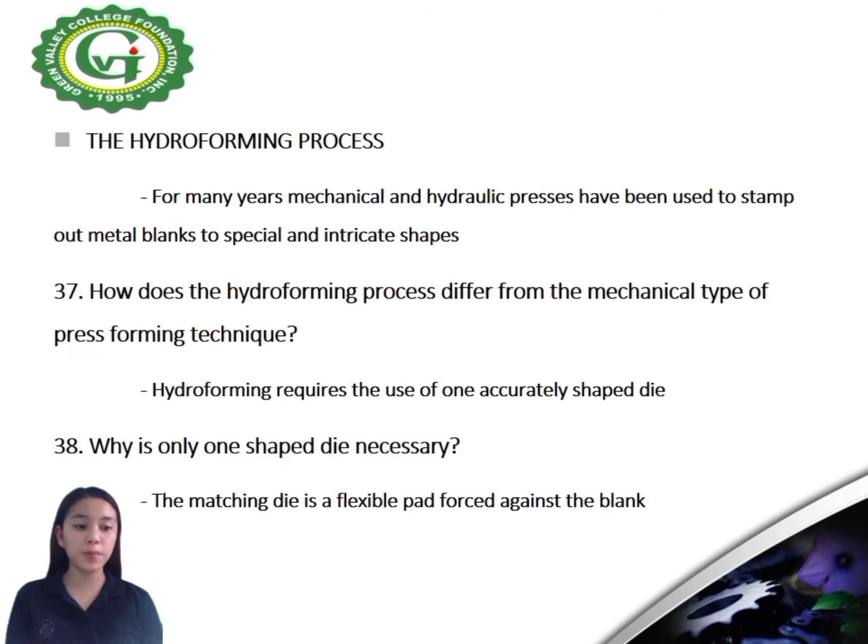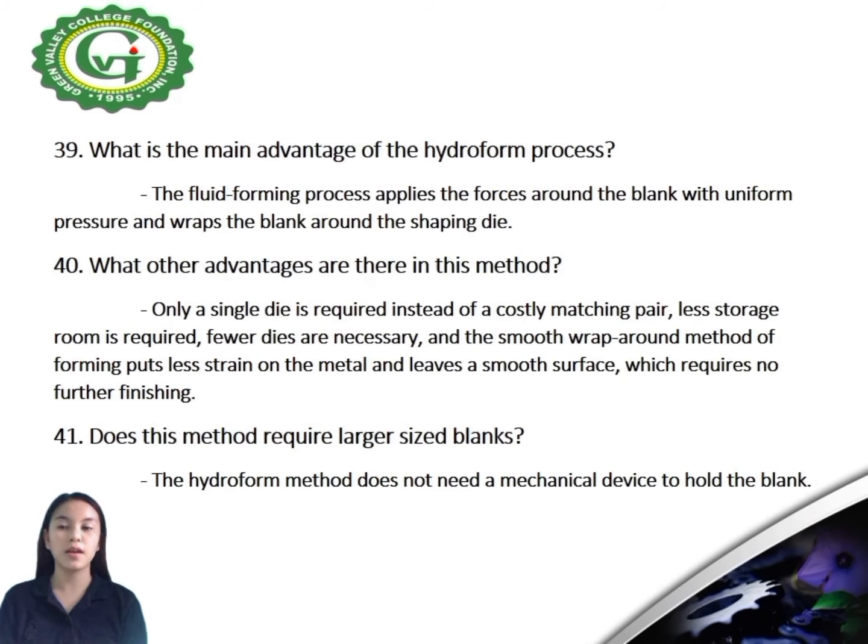How does the hydroforming process differ from the mechanical type of press forming technique? Hydroforming requires the use of one accurately shaped die. Why is only one shaped die necessary? The matching die is a flexible pad forced against the blank. What is the main advantage of the hydroform process? The fluid forming process applies the forces around the blank with uniform pressure and wraps the blank around the shaping die.